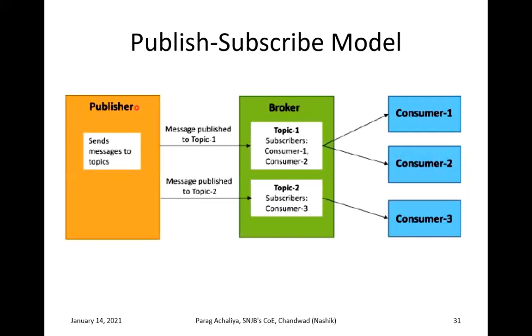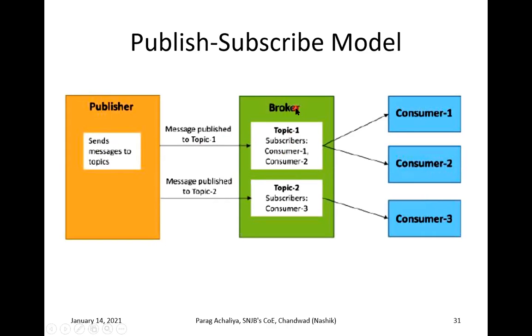The second model is your publish subscribe model. What happens in case of your publish subscribe model? There is one publisher, one broker, and various consumers. The publisher will send some messages as a topic. The message is published to topic 1. This message is going to be sent to various topics.